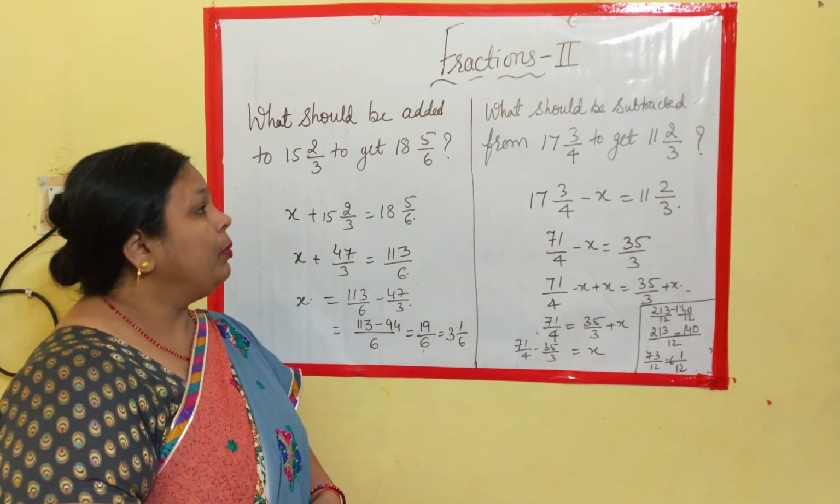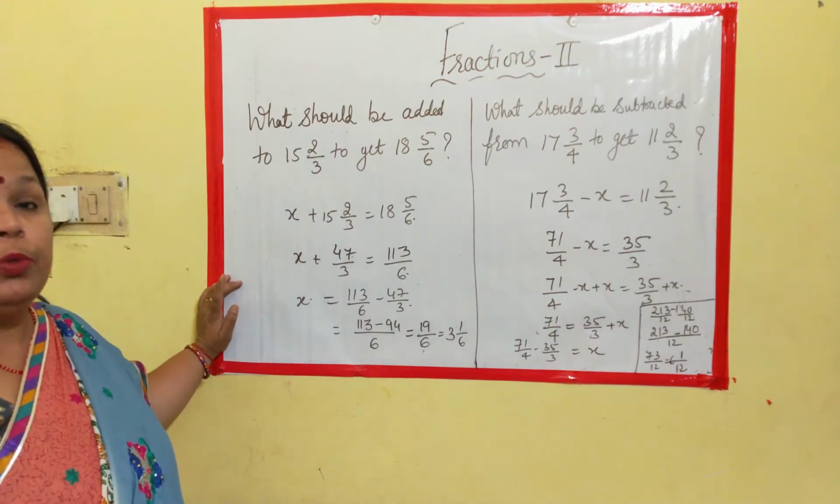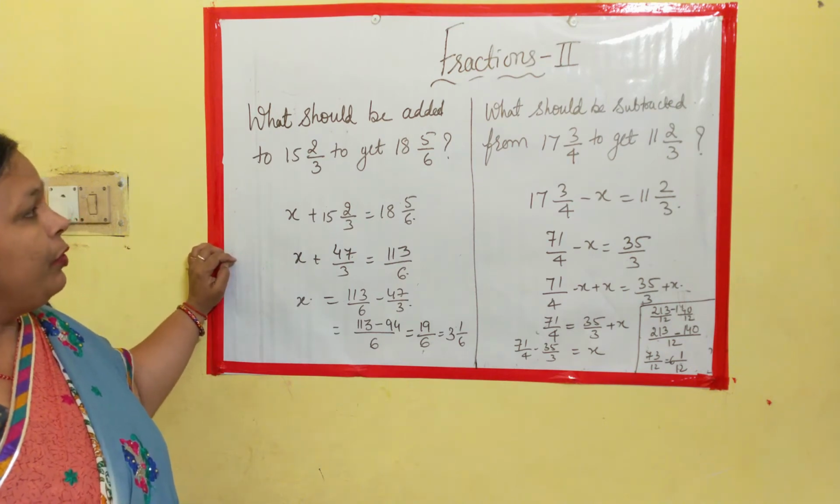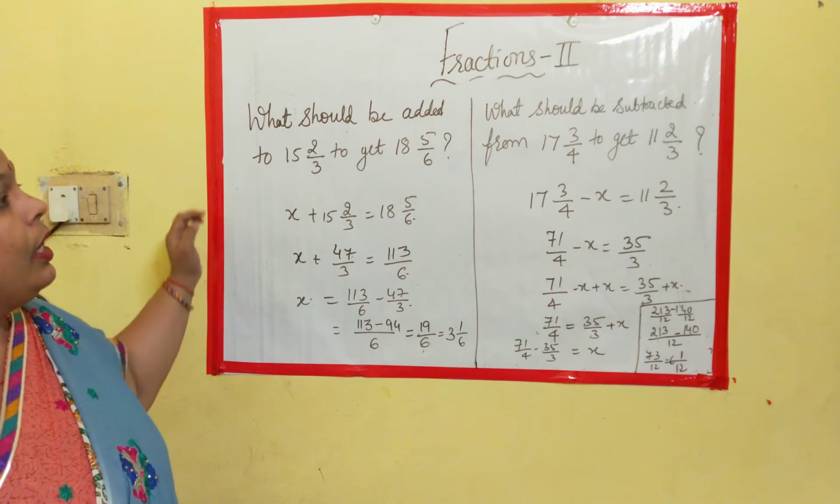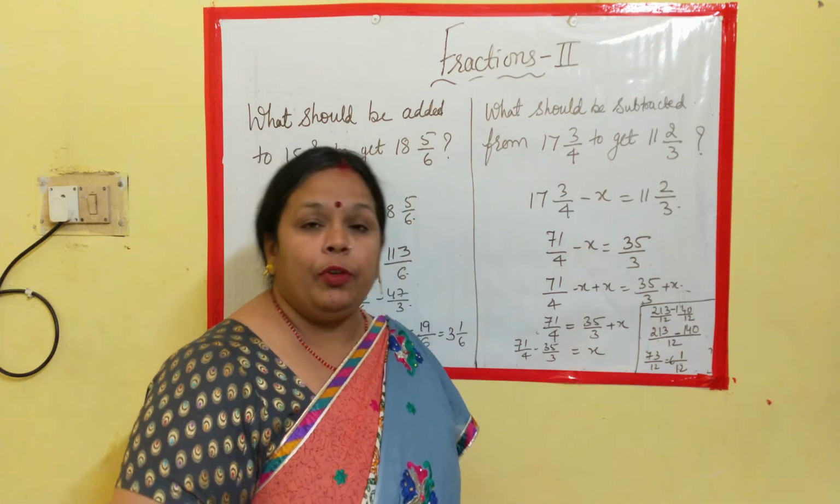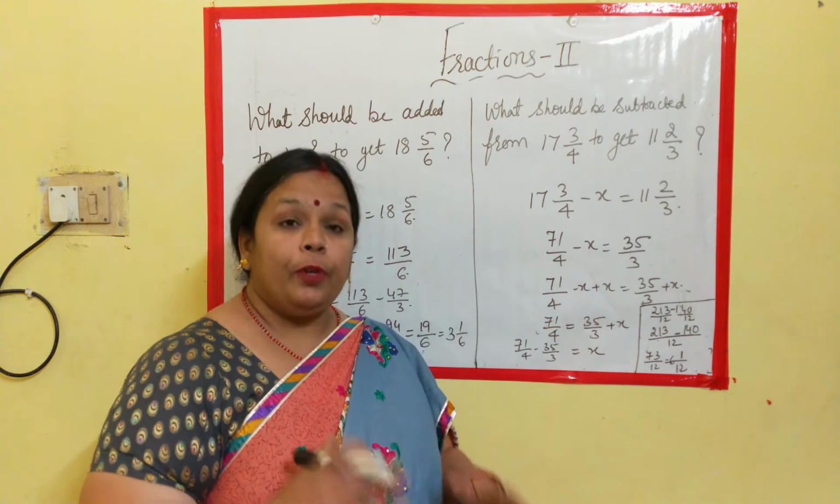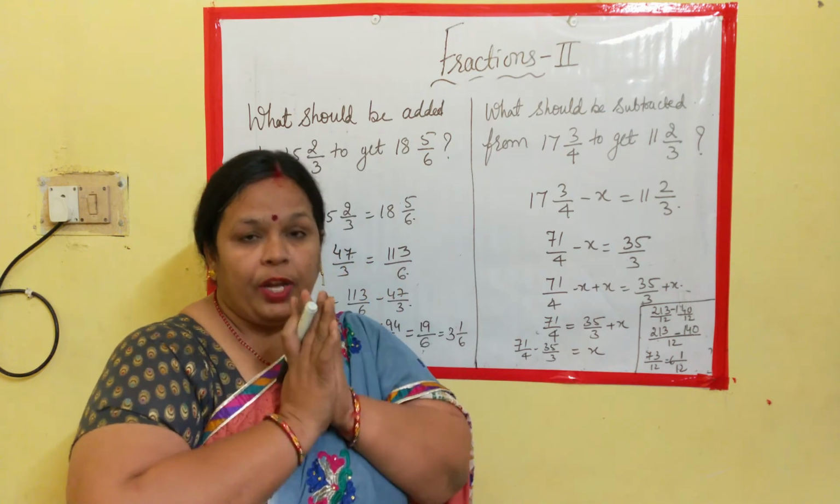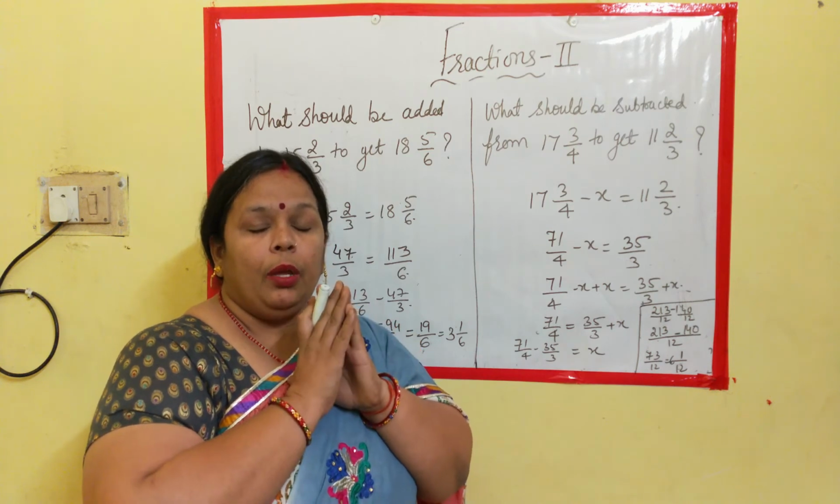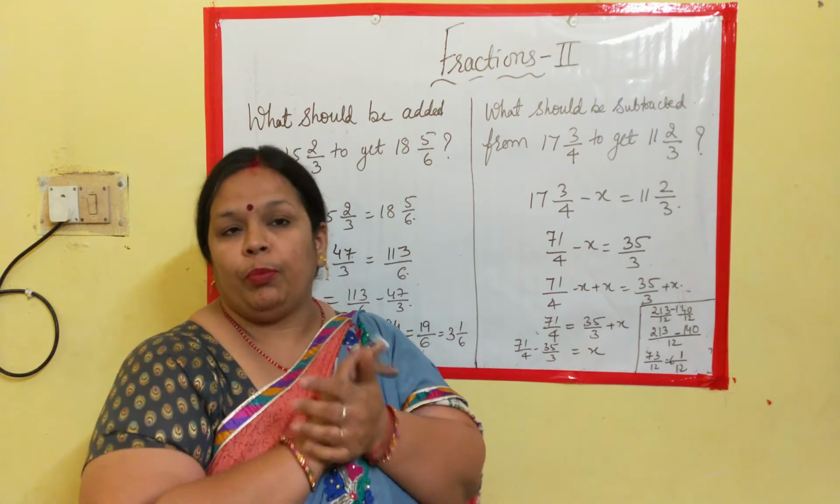Coming to the word problems, we have 2 examples on board. The first one is what should be added to 15 2 by 3 to get 18 5 by 6, and what should be subtracted from 17 3 by 4 to get 11 2 by 3. The first step in the fraction chapter, wherever we find mixed fractions, immediately change them into improper ones.